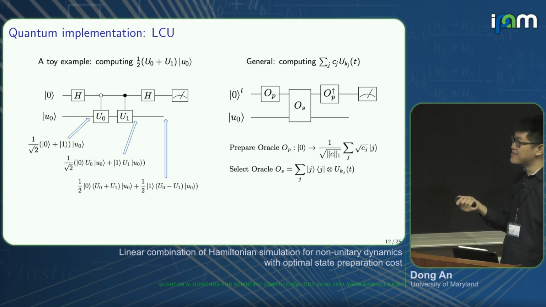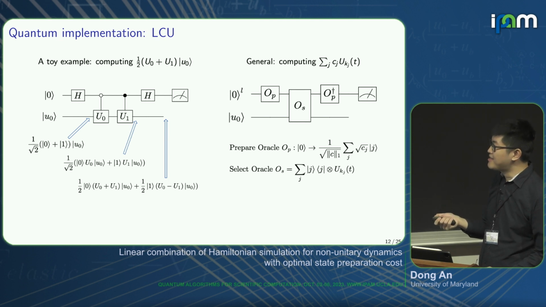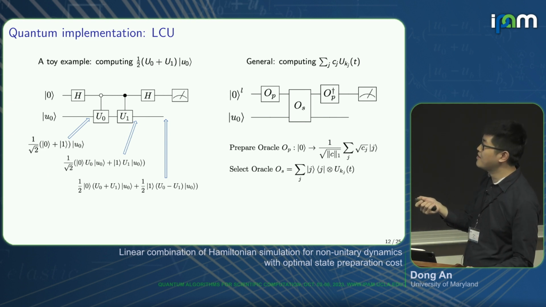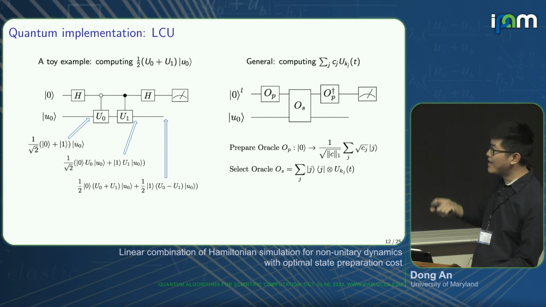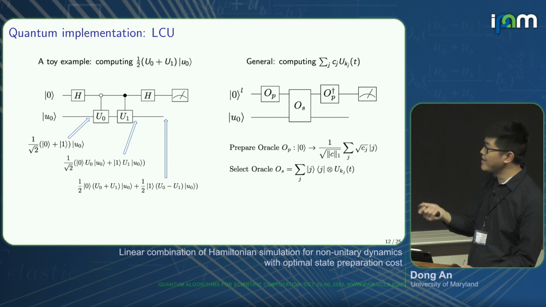And actually, the general LCU is quite similar. Basically, we would replace this Hadamard gate by something called the prepare oracle, which is the state preparation oracle corresponding to the coefficients related to the linear combination of unitaries. In the toy example, I only have 2 coefficients, both equal to something like 1/2. So the Hadamard gate will serve as the prepare oracle in the general case.